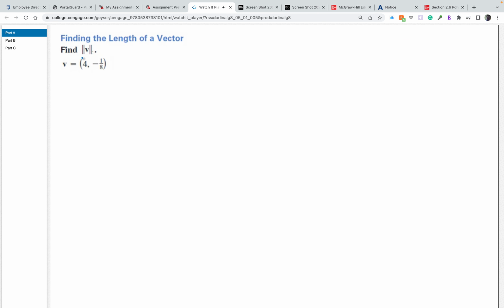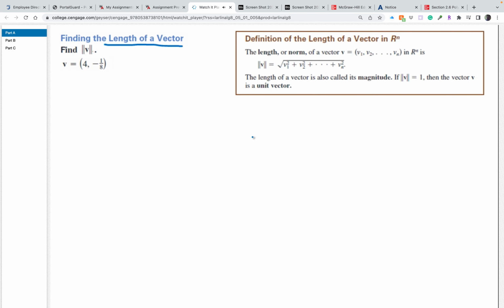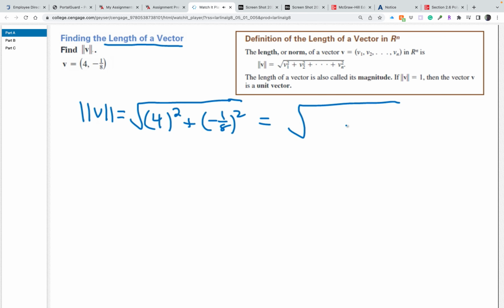Find the length of the vector v, where v is a vector in R2 with components 4 and -1/8. So let's look at our definition for the length of a vector. To find the length of a vector, we simply take the square root of the sum of the squares of the components. So to find the length of this vector v, we take the square of the first component, 4 squared, and we add the square of the second component, so the square of -1/8.